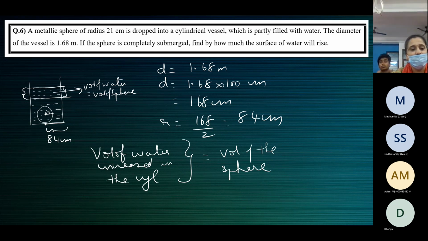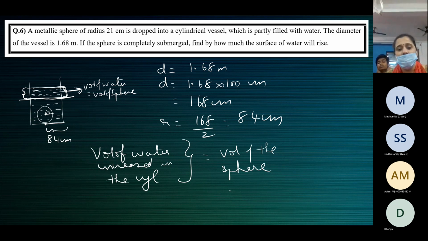Very good, Arjun. So this volume of water, see, because it was here, originally the water level is here. Because you drop the sphere, it comes to this height. So this is the increase. This portion is the increase in volume. This volume of water is equal to the volume of the sphere. That's what: the volume of water increased in the cylinder is the volume of the sphere. The two volumes will be the same.